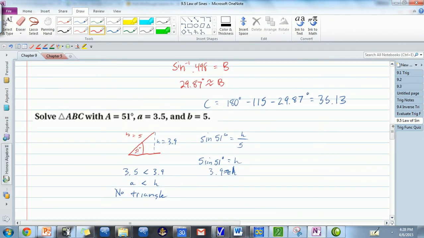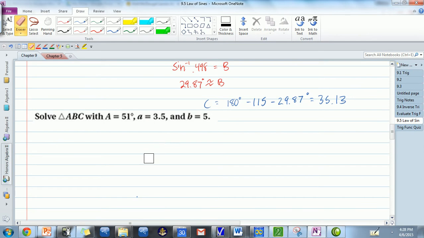In the acute case here, actually let me erase this and go back over it again so you guys understand even more what's happening. So here in this acute case, our angle A is 51 degrees, A equals 3.5 and B equals 5. First off, let's draw our triangle. Well, let's draw pieces of the triangle. Let's draw the triangle to see what we'll end up with. Say we actually have a problem with angle 51 degrees, A is 3.5 and B is equal to 5.